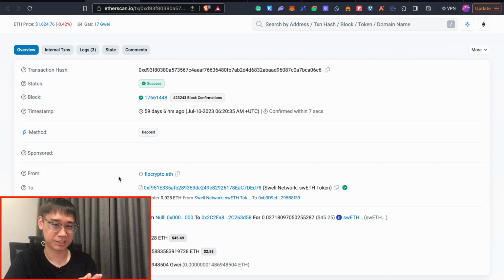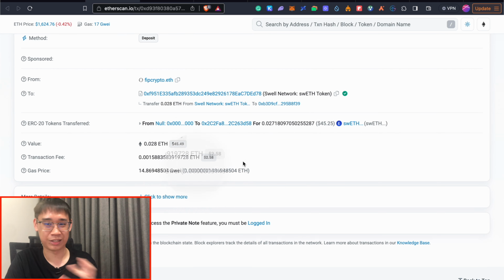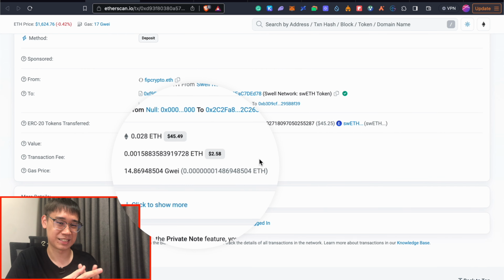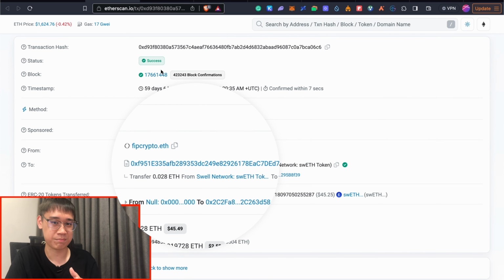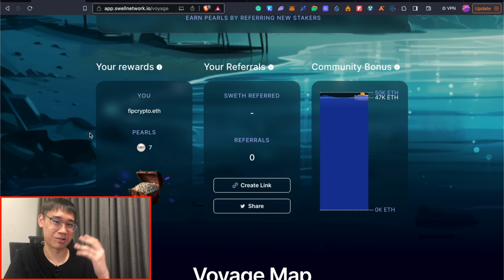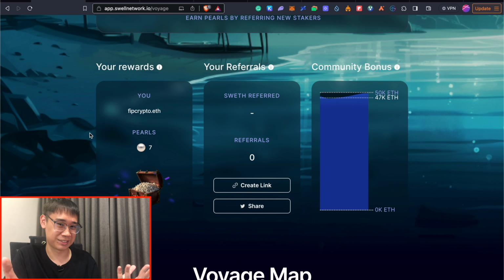When I performed my staking transaction about 2 months back, I had to pay about $2.60 worth of Ethereum as gas fees when the gwei was around 14. And I've only staked around $45 worth of Ethereum for this amount of time. And so far, I've only earned about 7 pearls, which I'm not too sure whether it's good or bad. But if you do want to earn more pearls, then you do need to stake even more SWETH and hold it for a longer period of time.